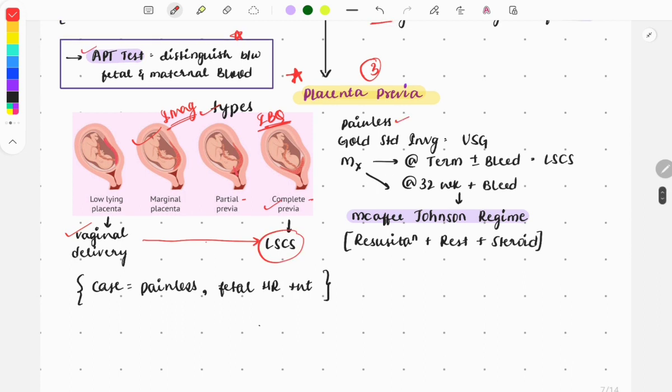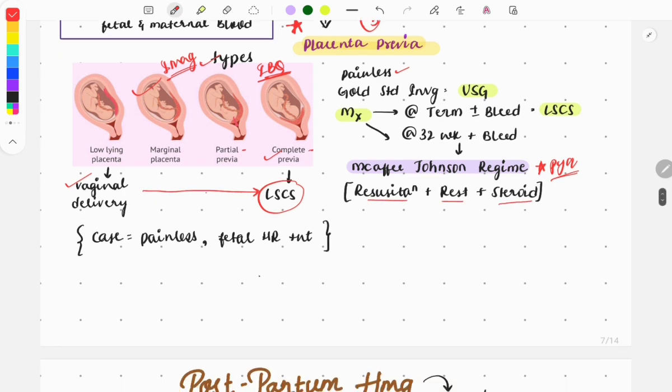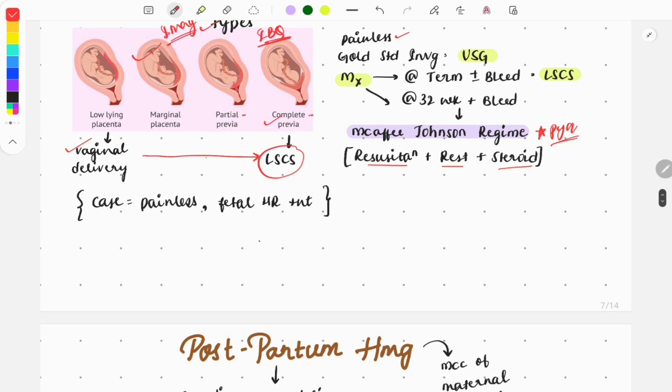This condition is also painless, and the gold standard investigation is USG. Then about the management: if this bleeding occurs at term and presents with or without bleeding, then we will do cesarean section. If it is 32 weeks and presents with bleeding, then we will do the Macafee-Johnson regimen. This is also a previous year question, and in this regimen we do resuscitation, rest, and give steroids. If a clinical case is asked, then things will be described like it is painless and the fetal heart rate will be present.